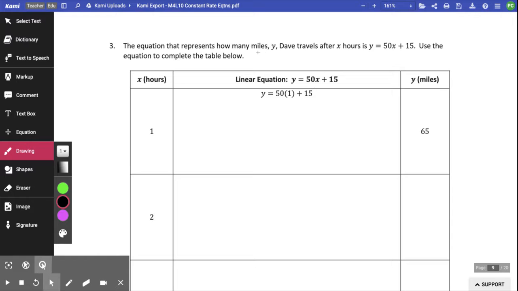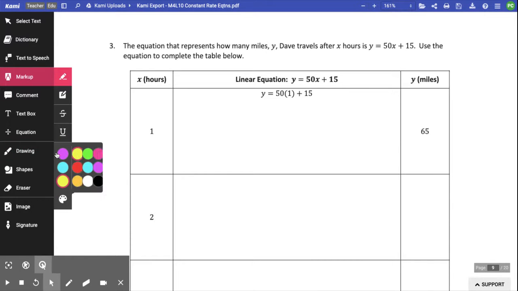So first of all, I also skipped something while reading. It says miles y that Dave travels after x hours. That means that the variables that they're using actually mean something in this equation. So the distance or the miles that he travels is represented by the letter y, and you can see the letter y here in the miles, and you can see the letter y here at the beginning of the equation represents miles. Then they tell us that Dave travels after x hours. So x represents the amount of hours or the time that he's been traveling, and we can see that x is represented here on the chart in hours and is also here in the equation.